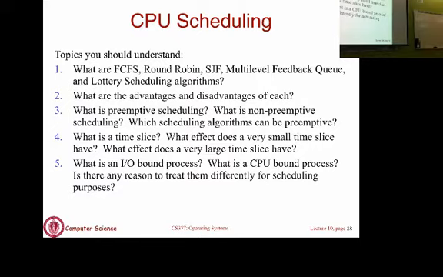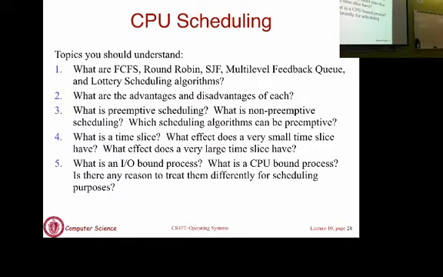Okay, you need to also be able to work with the examples such as the ones in the homework, where some jobs have certain lengths, and you're given a policy and asked to work through that policy. What are the completion times, what are the wait times, and so on. We did several such examples in class, so you should understand all of those.